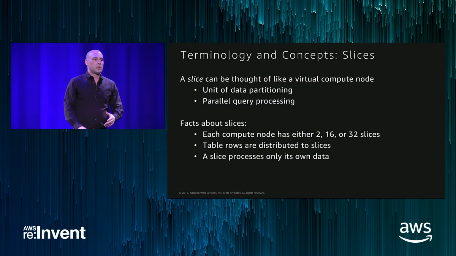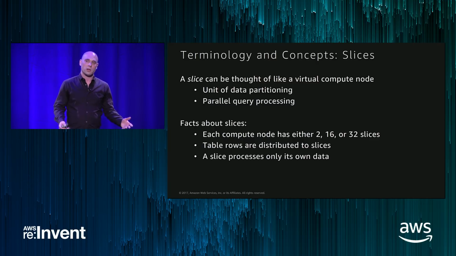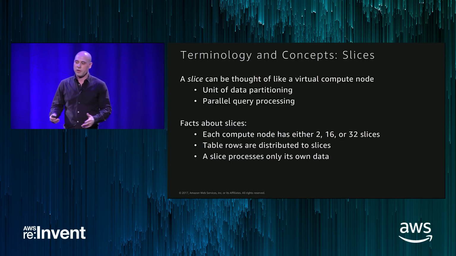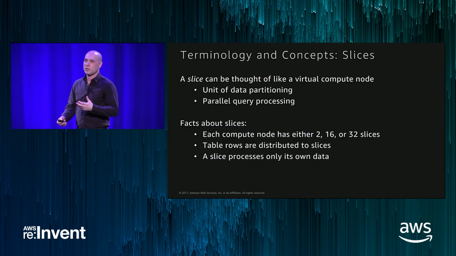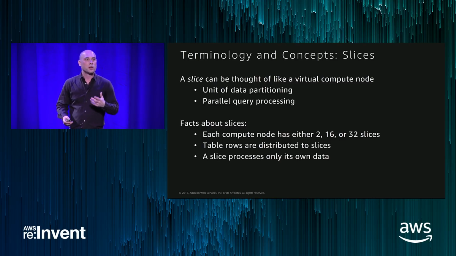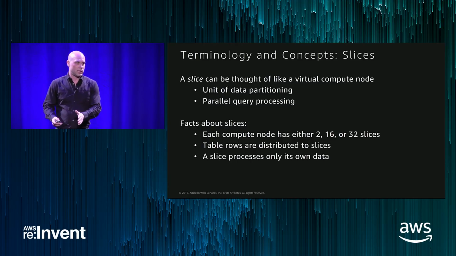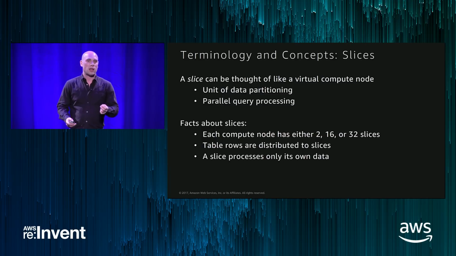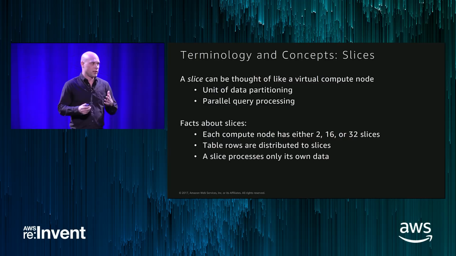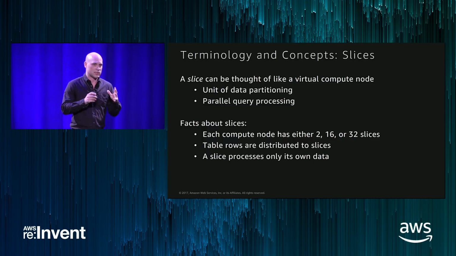The next concept is slices, which is a really important concept in Redshift. This is how we get parallelism within a Redshift cluster. Every single one of our compute nodes is divvied up into 2, 16, or 32 slices. We store the data physically per slice, and each individual slice will only operate on the data that belongs to it. So again, it's to get parallelism. It's how Redshift gets its parallelism within a single node.